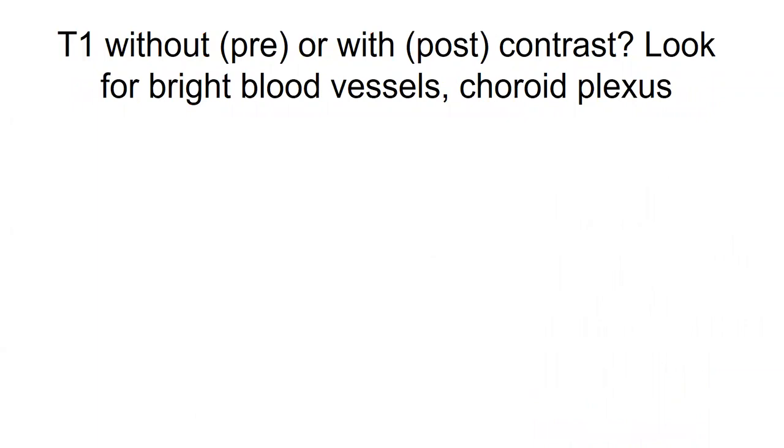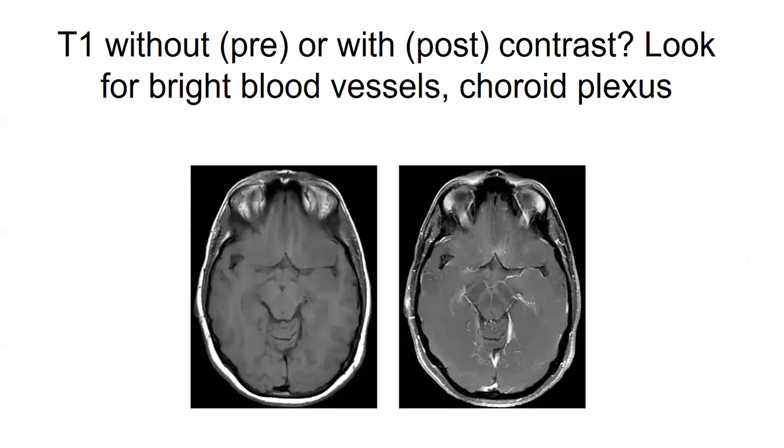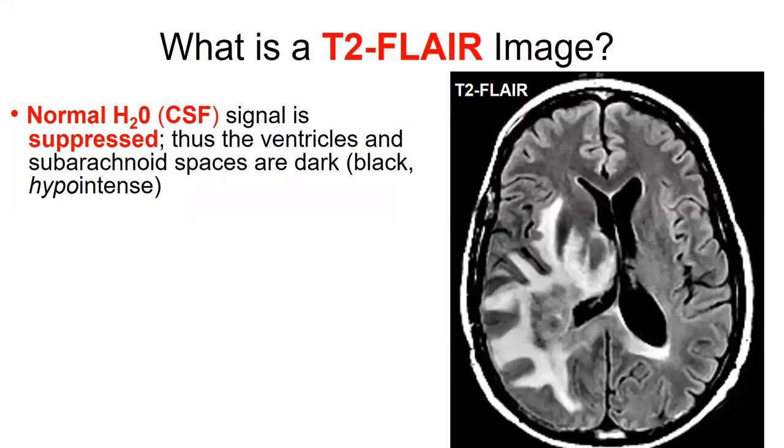All right, whether or not a T1 pre versus T1 post, how do you tell the difference? You can look for the bright blood vessels, choroid plexus, or the nasal epithelium, which will light up with contrast administration. So here's just an example: T1 pre on the left, T1 post on the right, and you can see the blood vessels lighting up, pre versus post. This is usually pretty easy.